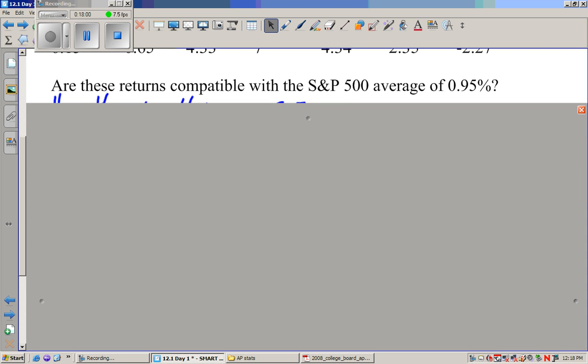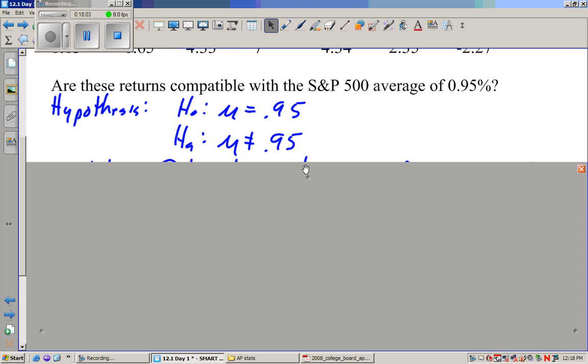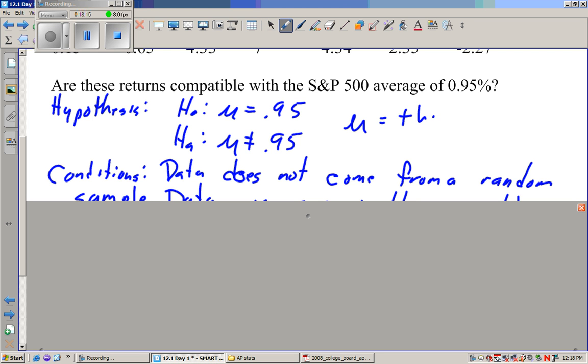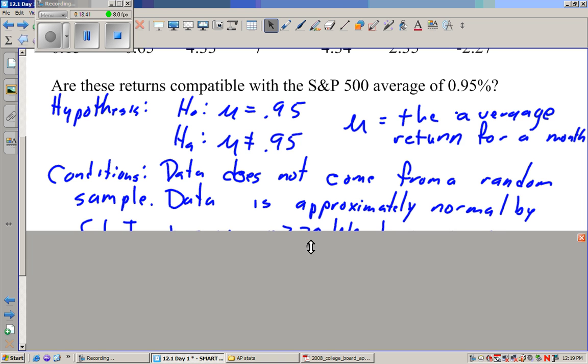Now to go through this, my null hypothesis is that the mean is 0.95, and my alternative is that it's not 0.95. And I forgot to even define my mean. Mean is the average return for a month from this guy's retirement account. So conditions: the data does not say that it comes from an SRS, and the data is approximately normal by the central limit theorem because n is greater than 30.